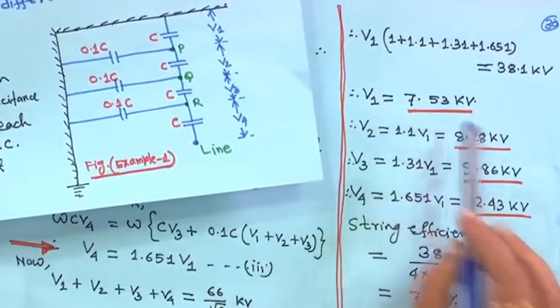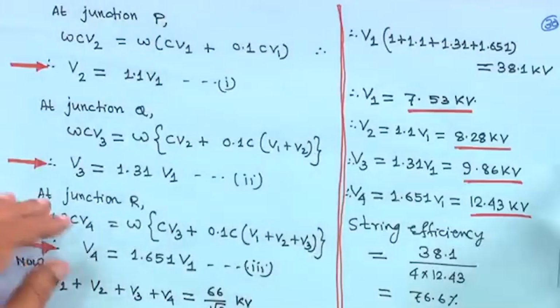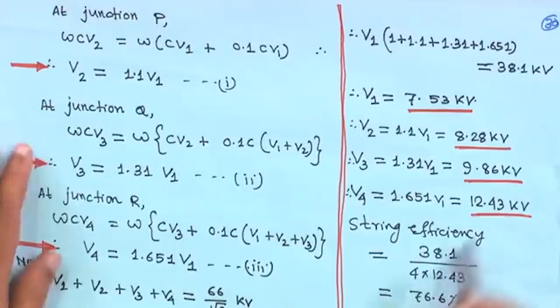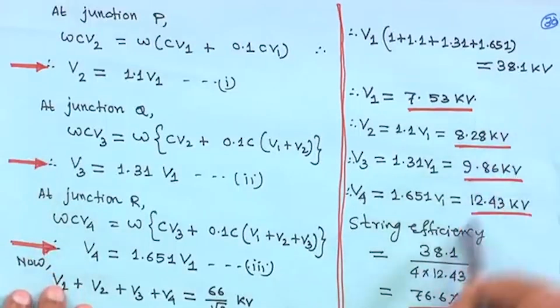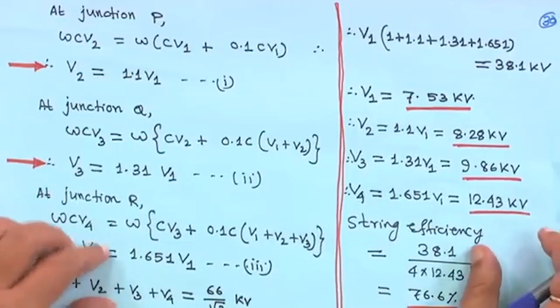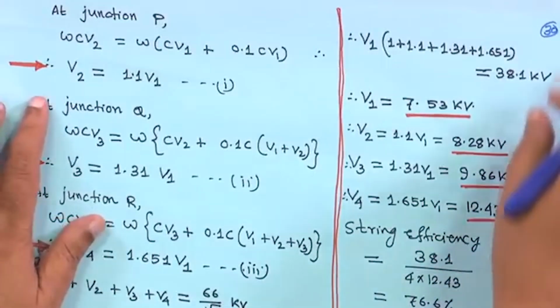And for string efficiency, the total voltage is 38.1 kV, and the total number of discs is 4. So it is N, which is 4, into 12.43. So it is 76.6% string efficiency, right. So this is how one can calculate. I hope you have understood this numerical.